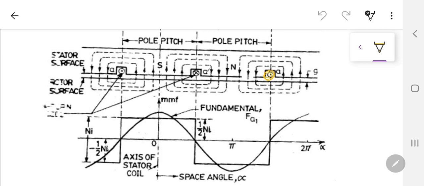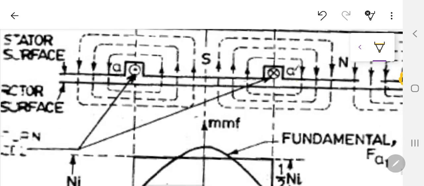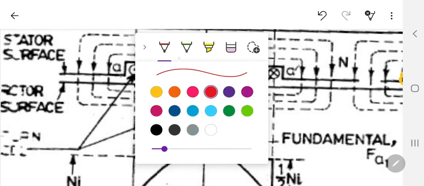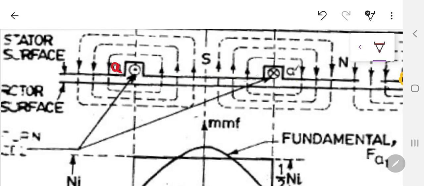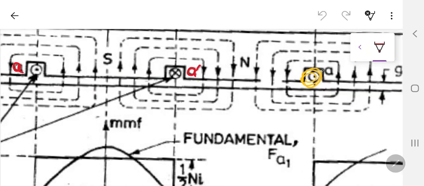So this is A, this is A dash. As you can see, I can just zoom it over there. Let me use a different color for this one. So this is A and this is A dash. So you can see this is A and A dash, and the next one, as you can see, is again A. So this is just a repetition.